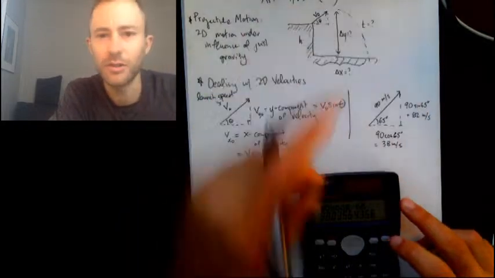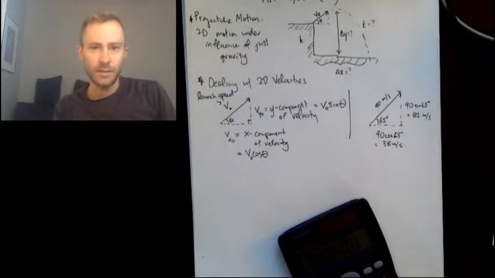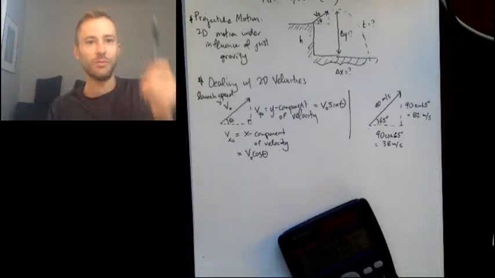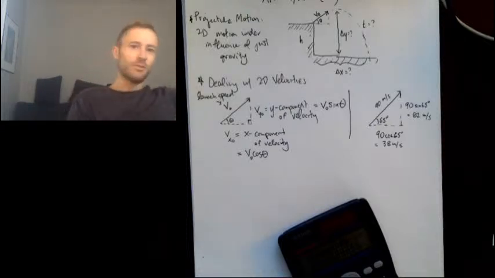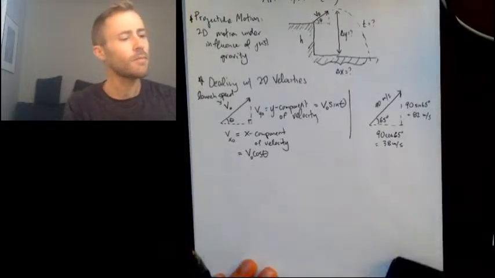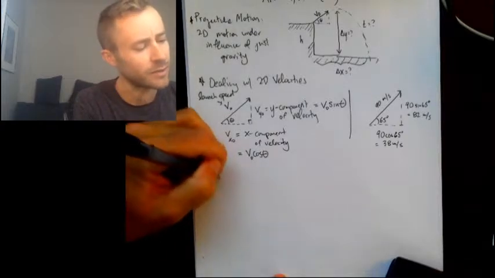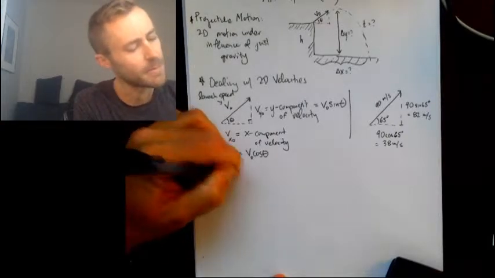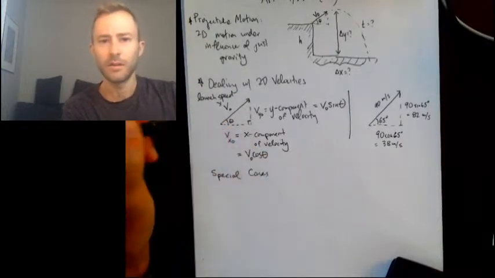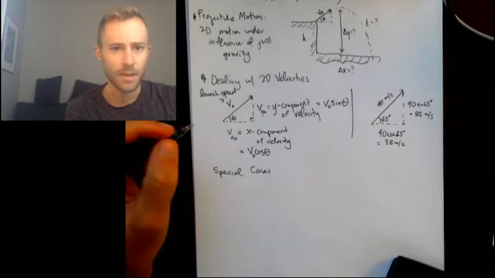So what that means is that if you launch something at 90 meters per second at an angle of 65 degrees above the horizontal, then it's equivalent to moving 82 meters per second upward while simultaneously moving 38 meters per second to the right. Let's consider some special cases just so you can see what those look like.